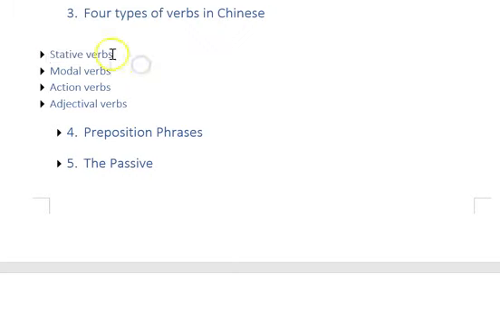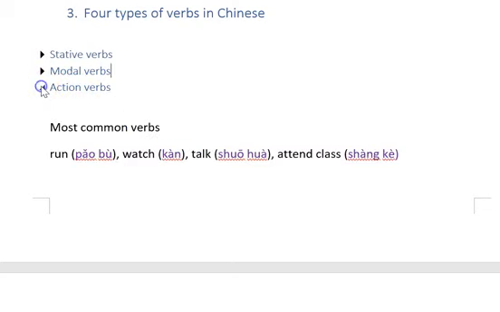And then the opposite of stative verbs is action verbs. As the name suggests, action verbs have dynamics in them. Words like 跑步 ran, 看 watch or read, 说话 talk, 上课 attend class, all these things that involve our movements, we call action verbs. They're among the most frequently used verbs in any language. So I don't need to say too much about action verbs now.